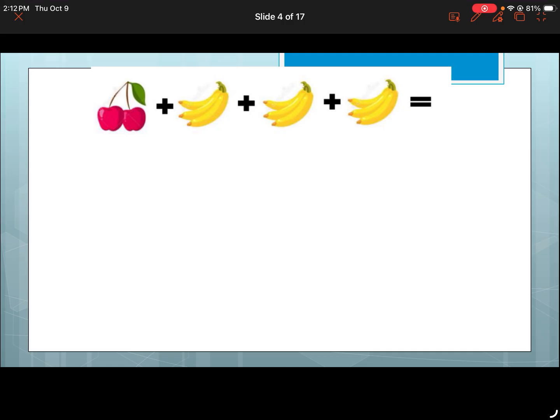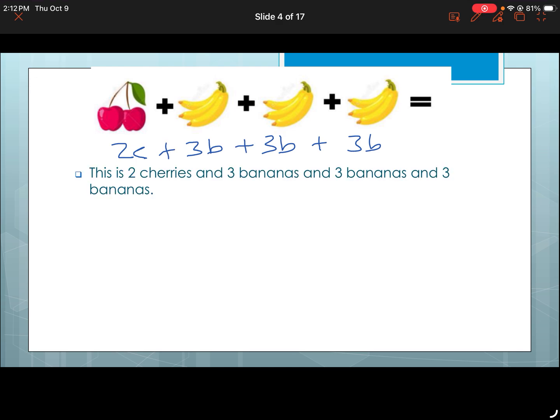Okay, so what about this then? So what we have here is 2 cherries, isn't it? There's 2 cherries there. There's 3 bananas. Oh, 2C, sorry, 2C. 3 bananas, and 3 bananas. Please excuse the way I say bananas. I'm obviously from a different place. Okay, so there's 2 cherries, 3 bananas, 3 bananas, and 3 bananas. Hopefully you're okay with the idea. It's 2C plus 3B plus 3B plus 3B.